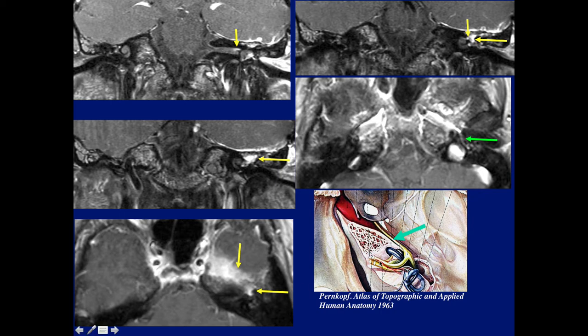If we again look at this, so here's the geniculate ganglion. This is the greater superficial petrosal nerve. I'll go into this in detail. But the question was, what is causing all this enhancement? What is the abnormality here? Any possible diagnoses?